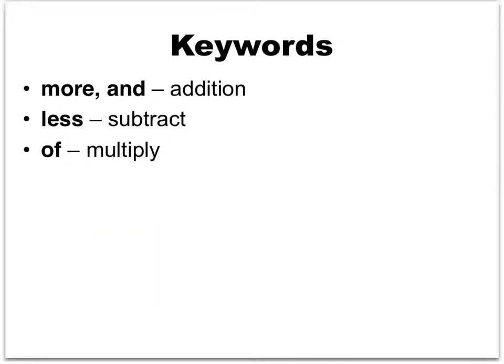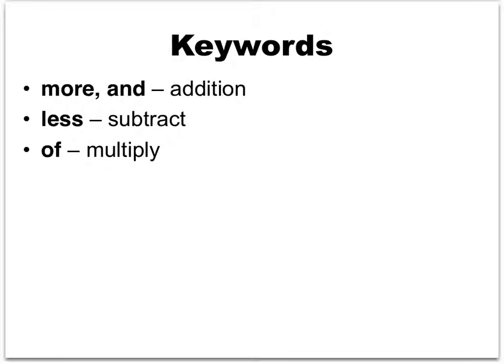Now, when we solve word problems, the first step is to take the words in the problem and translate them into mathematical notation, and specifically equations. And when we do that, we often look for key words. So for instance, the words more or and often suggest addition. The word less often suggests subtraction, and then the word of often suggests multiplication.